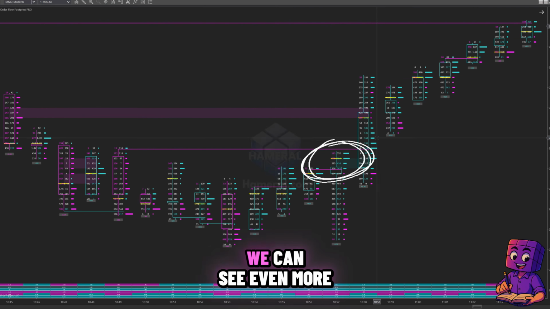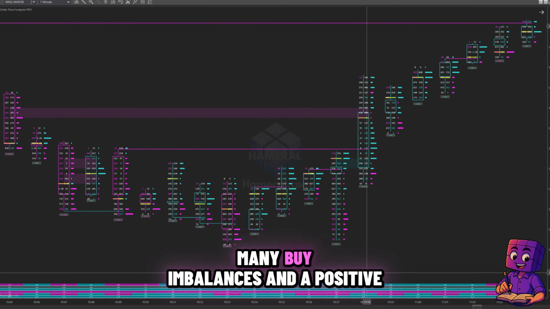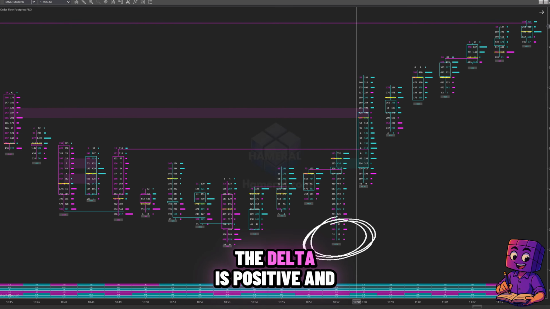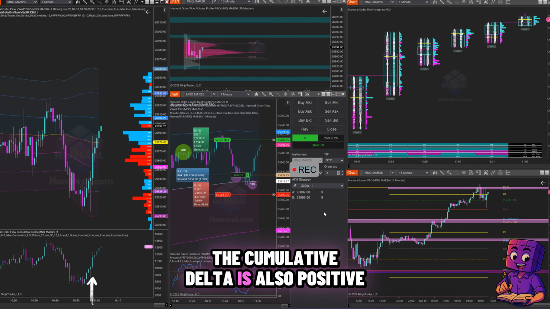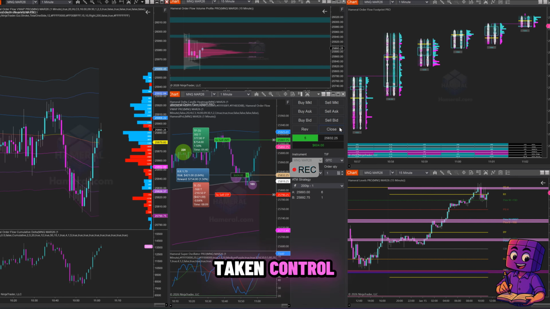On the next candle, we can see even more clearly the power of the buyers. Many buy imbalances and a positive delta change. The delta is positive, and the cumulative delta is also positive, which means the buyers have taken control.